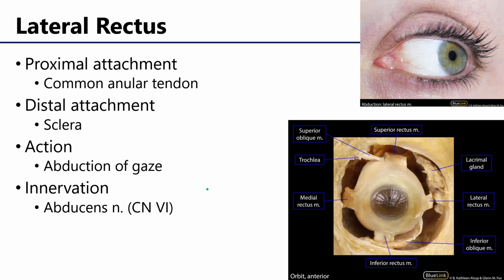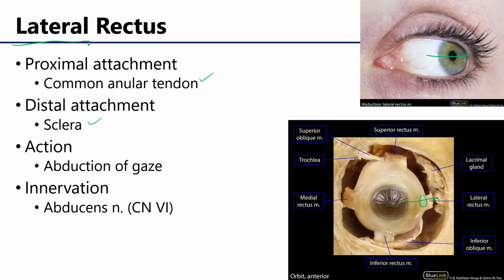Now let's look at the lateral rectus muscle. Again, proximal attachment or origin is in the common annular tendon. Its distal attachment is on the sclera, sort of lateral here on the eye. And when it fires, it is going to abduct gaze. So it is going to pull gaze laterally, hence the name lateral rectus. It's found laterally, and it laterally moves or abducts gaze.